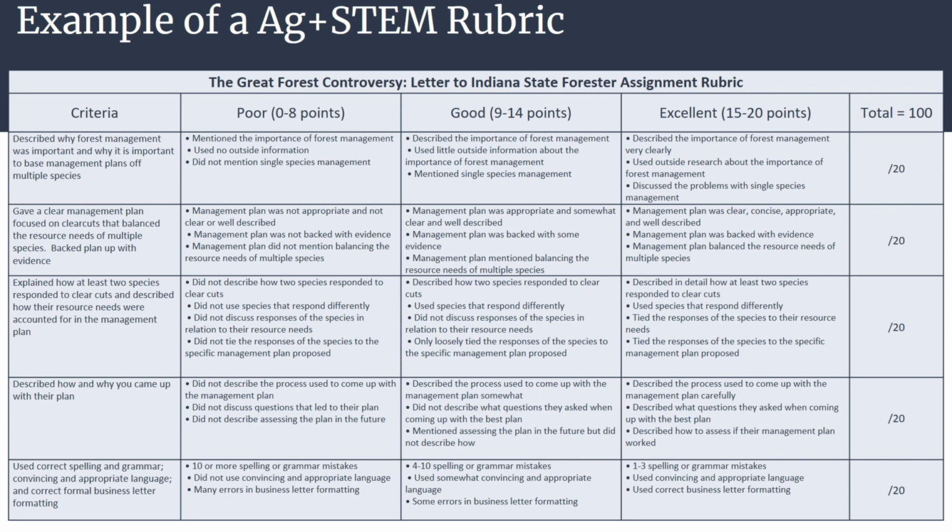So in the poor performance, students did not mention single species management. In a good performance here, they only mention single species management, and for excellent, the student discusses, not only mentions, but discusses the problem with single species management. So you will be able to choose from 0 to 8 points as poor, good will be 9 to 14 points, and excellent 15 to 20 points.